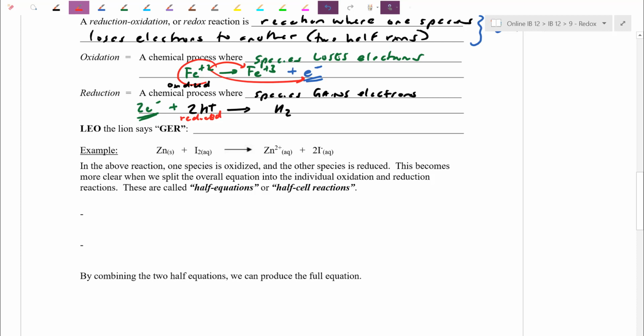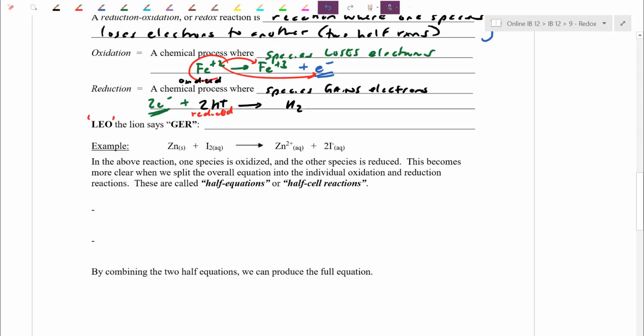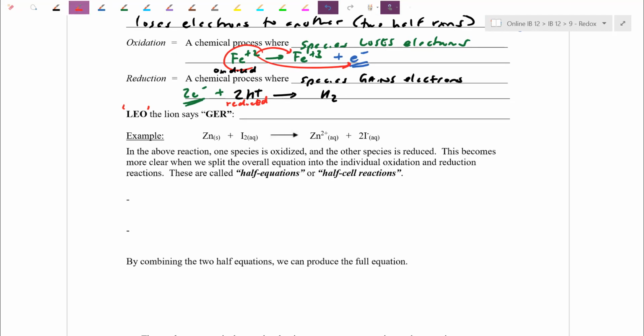Again, there's your mnemonic here. Leo the lion says grrr. Loss of electrons is oxidation. Gain of electrons is reduction. Sometimes they do another one here. Oil rig. So oxidation is loss, whereas reduction is gain. Just make sure you can remember for yourself.